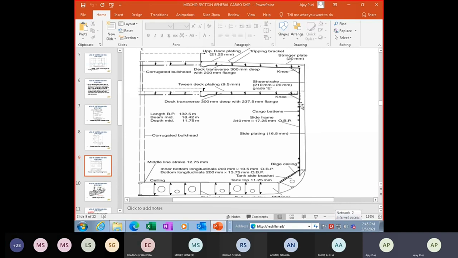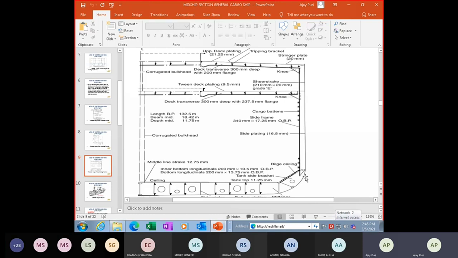This is your frame. The one which we have seen in the video was red. This is the frame. This is your tween deck, and you have the longitudinals below the tween deck also, and the tripping bracket, because they have to take the load. And then you have the deck transverse, tween deck transverse. Now the shear strake is grade E, which we have done because a lot of stress is there. So the steel grade is E, 210 mm to 20 mm thickness. And again, your tween deck will have a beam knee here.